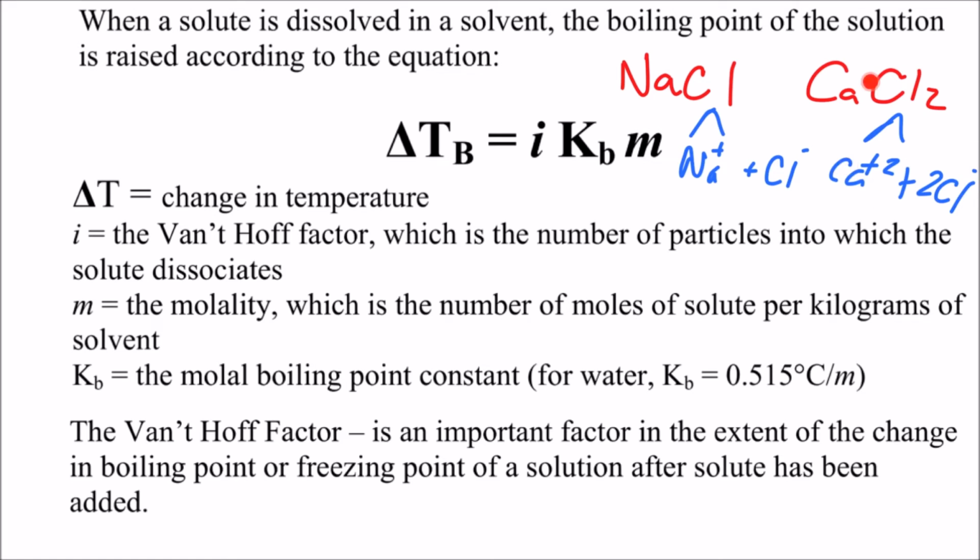So when I dump this salt into water, it's going to dissociate into more particles than this salt will dissociate into. That means the solvent particles are going to have more space in between them, which means you're going to have to heat the solution up even more in order to get those solvent particles to vaporize and equal the atmospheric pressure and therefore boil. So that means that the boiling point is going to be higher for this solution than it would be for this solution.